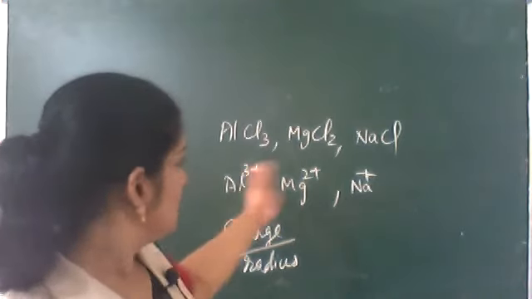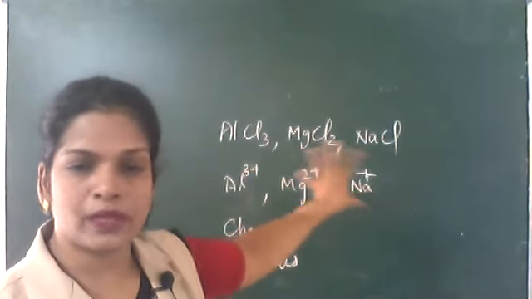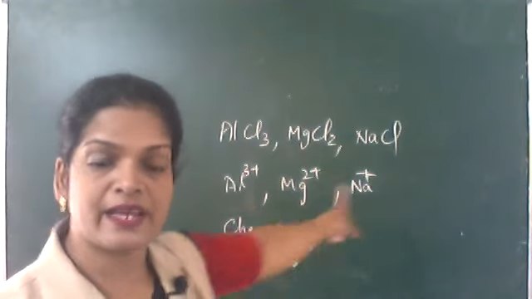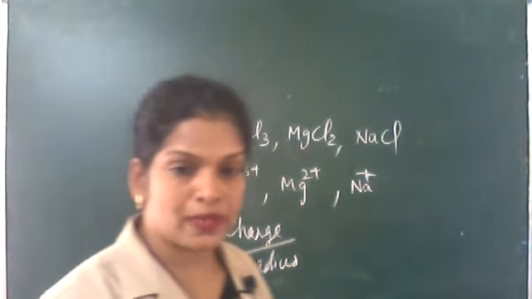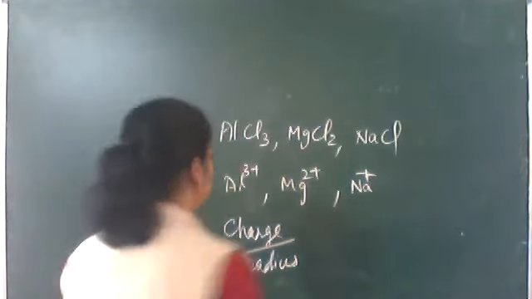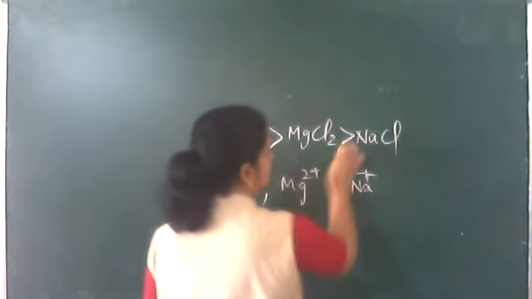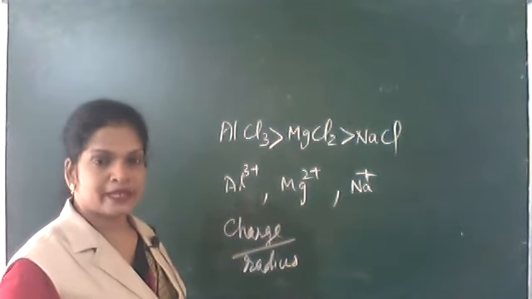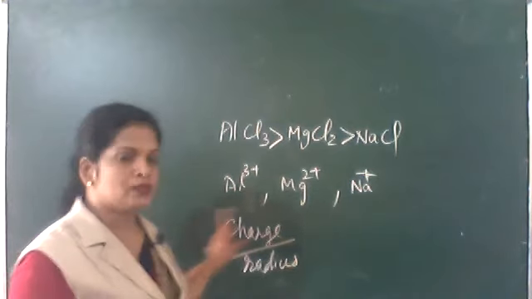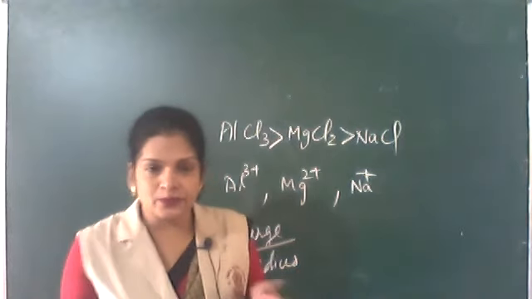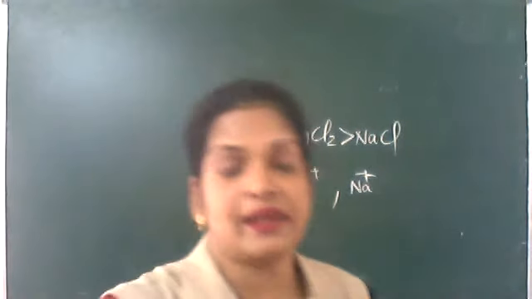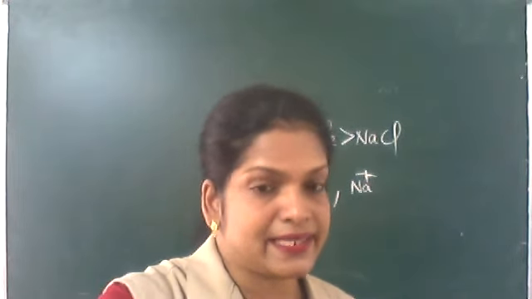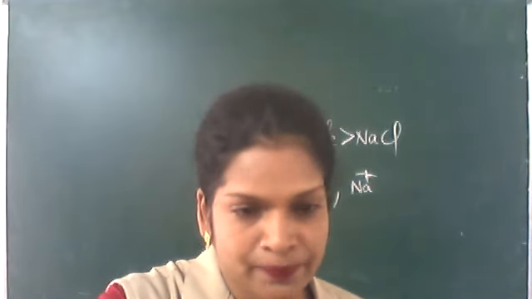Now, the anions are the same, chlorine only. So polarizability is the same in all cases, but the polarizing power of Al3 plus is very high as compared to Mg2 plus and Na plus. So which is the best covalent? The decreasing order of covalent character is in this way. AlCl3 is the best covalent. So we are trying to find out the covalent nature in ionic bonds, and we said AlCl3 is the best covalent among these three.